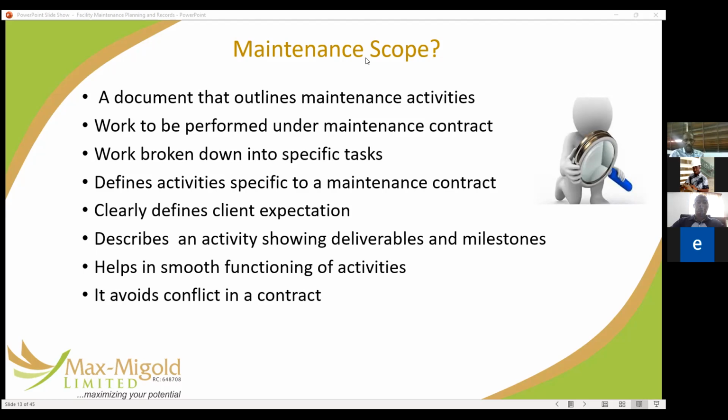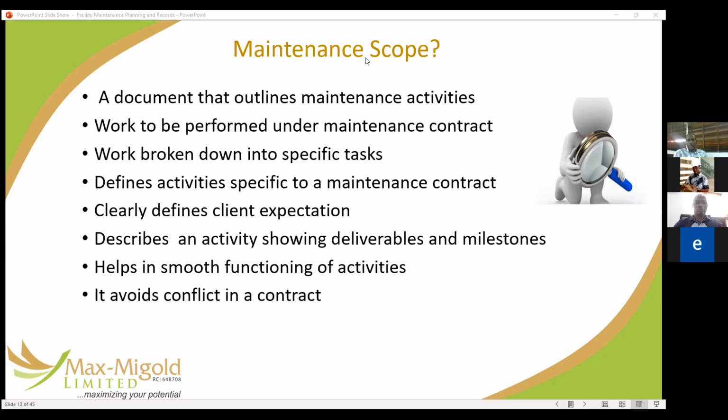Then it clearly defines client expectations, so I know my minimum deliverable. I know the minimum deliverable the third party service provider should be able to give me. I know the minimum thing that I expect from them. So when they are performing below that minimum, then I draw the line and call them to a round table. When it doesn't improve, then I can say, okay, sorry, I'm laying you off. I'm getting another set of people to come and maintain this facility.